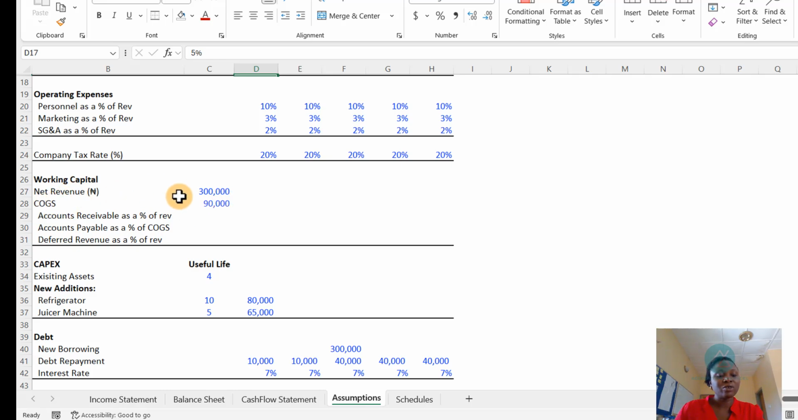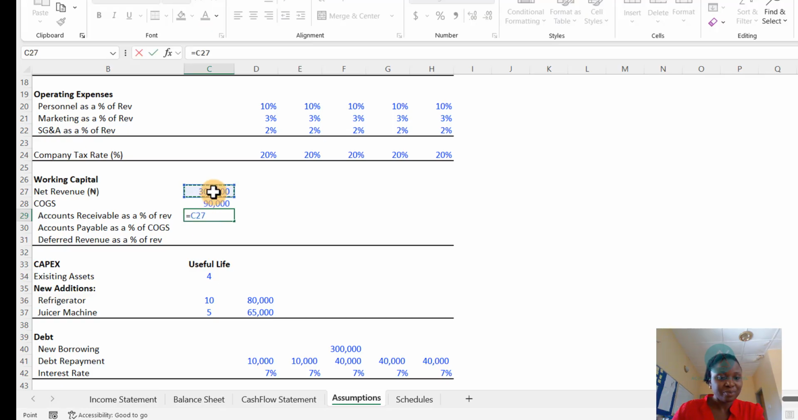So now we have the net revenue, and we have the cost of goods sold. So we're going to be computing that, and the percentage. First of all, let's compute the percentage of our account receivable as a percentage of revenue, account payable, and that of deferred revenue. So for us to get the percentage, we'll get it based on the revenue for account receivable. So it's equals to this revenue divide by, no, sorry, it's account receivable first.